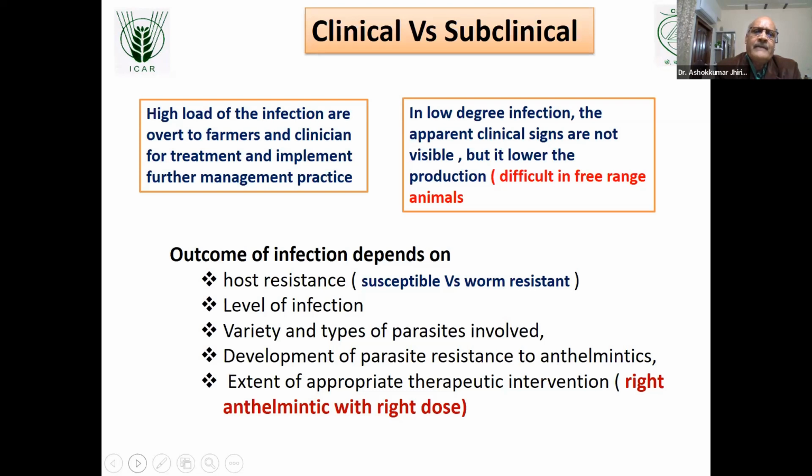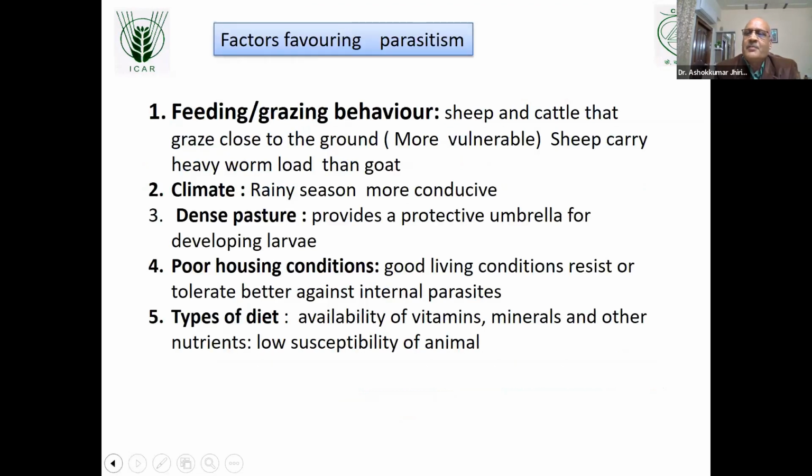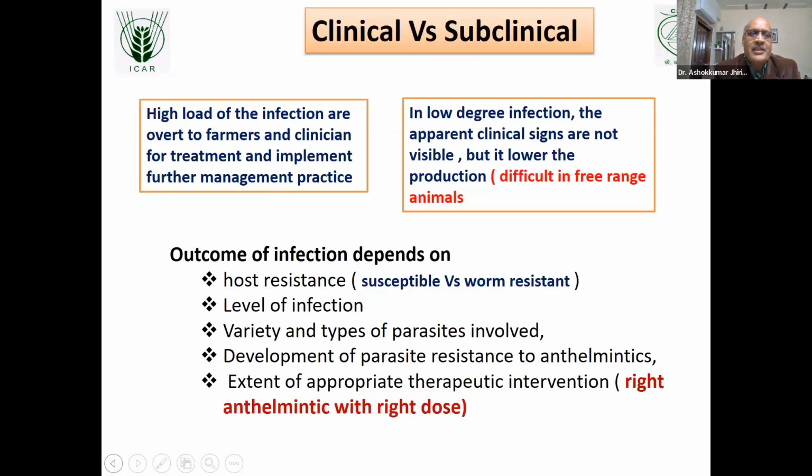The outcome of the infection depends upon a number of factors. For example, the host resistance. Some of the animals are highly susceptible to parasitic diseases, and some of the animals are bearing the load and not exhibiting the signs, and some of the animals do not have a high load, or have a minimum load of infection. They are worm resistant. The level of the infection is also very important. If it is a high load, you will have a clinical sign.